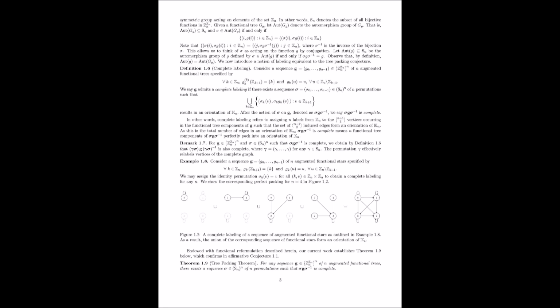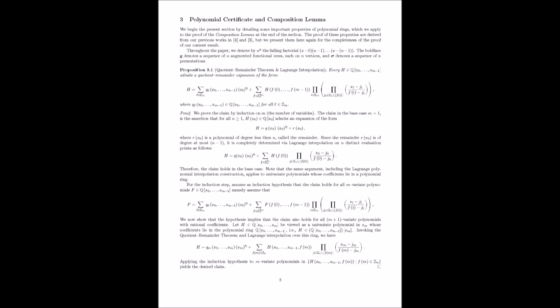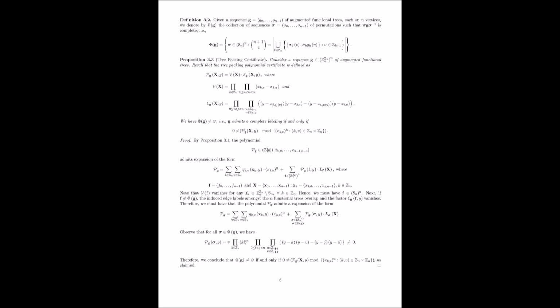But we're working with vertices and edges. How does the polynomial actually capture those relationships? That's where the structure of PG(X,Y) comes in. It's basically the product of two main parts. We have V(X), and we've got E(X,Y). Let me guess, something to do with vertices and edges. You got it. V(X) takes care of the vertices, and E(X,Y) handles the edges.